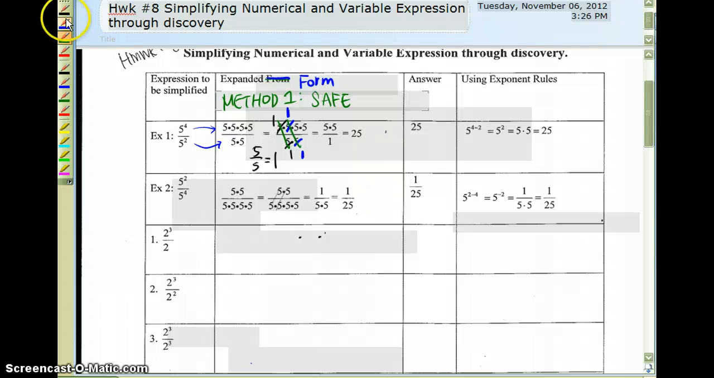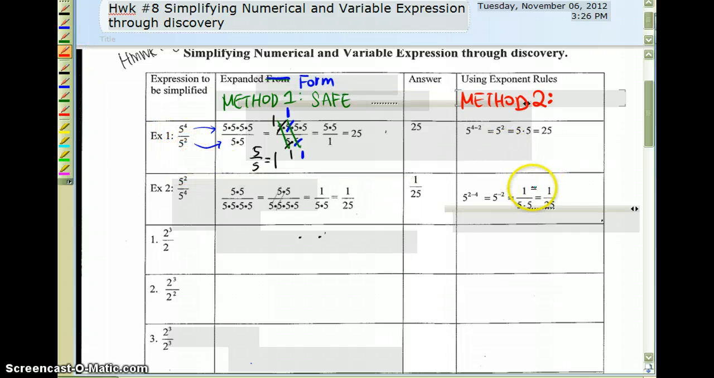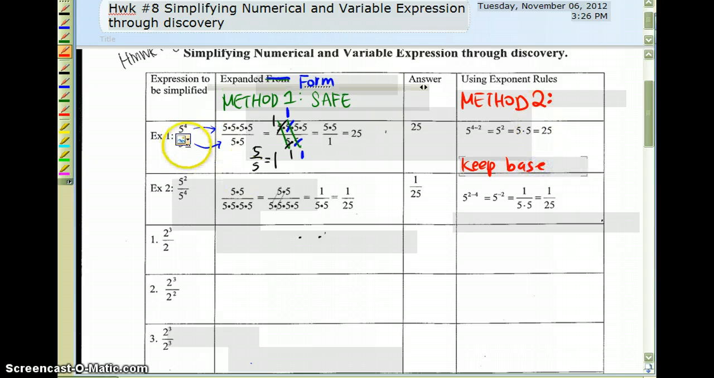Now the second method that you might take would actually be the easier method, but sometimes it's hard to remember through a long period of time what those exponent rules are. So we're using exponent rules here. Here you will see in example number 1, 5 to the 4th power over 5 to the 2nd power. I would work it out by writing 5. So what you see is that I keep the base number. So the base number in the division simplifying fraction problem is going to be 5. So I keep the 5.